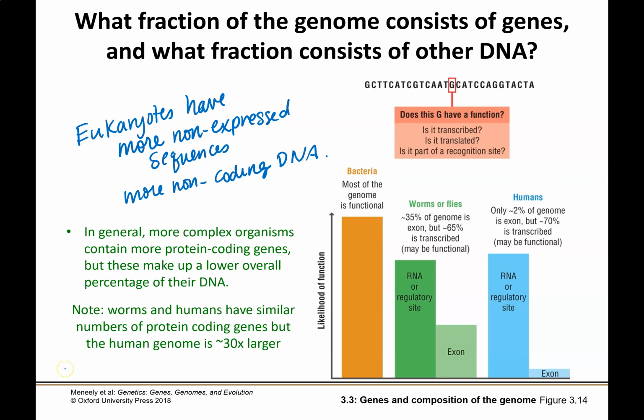Recall from earlier in our Chapter 3 discussion that in general, more complex organisms have larger genomes, and so you are also going to have larger regions that are transcribed and expressed than you would in smaller organisms.